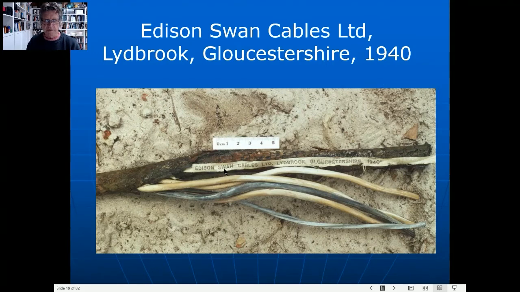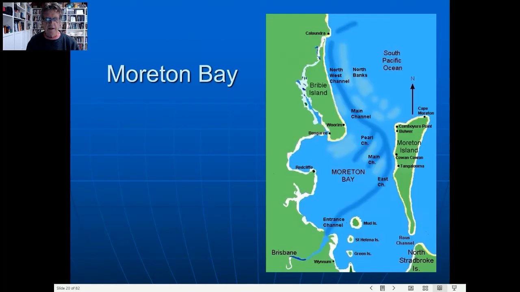Now, inside one of the cables, I cut it open. You can see it says Edison Swan Cables, Ledbrook, Gloucestershire, 1940. So it's a little tape just to tell you who made it, and you can see the various wires inside there. Now, you can't see the armour wire on the outside. That's just the rubber insulation inside the wire, but at least I've just shown you that this is genuine loop cable. It's not just some more recent cable that's just rusted away. Okay, let's have a look at how the whole thing worked.